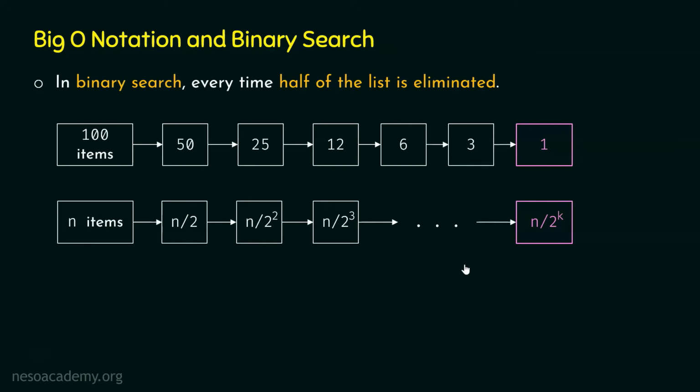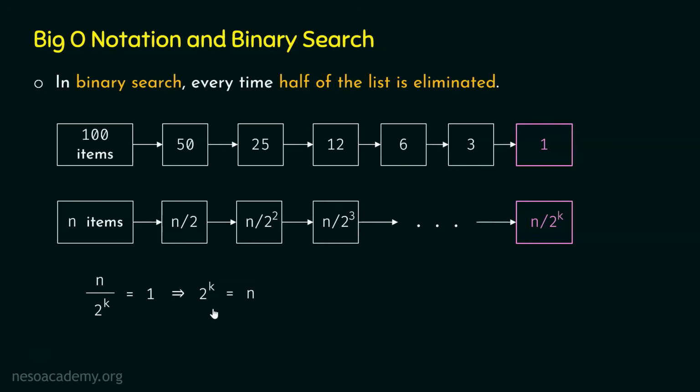So now we want to know the value of k, because we eventually want to know how many comparisons binary search takes in case of n items. How do we find the value of k? We know n by 2 to the power k is equal to 1. We just need to solve this equality. Let's do this. N by 2 to the power k is equal to 1. This implies n is equal to 2 to the power k, or 2 to the power k is equal to n. We just need to multiply 2 to the power k on both sides, and we will get 2 to the power k equal to n.